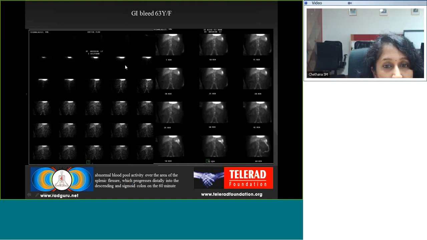These are the dynamic images which are obtained after the injection. We can see that there is abnormal blood pool activity over the splenic flexure. You can see in all the dynamic images it is seen more prominent as we go to the near delayed images.